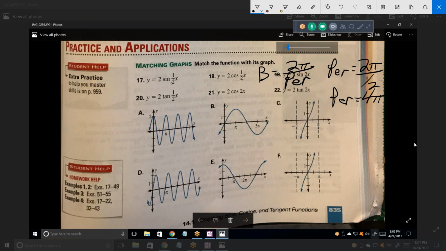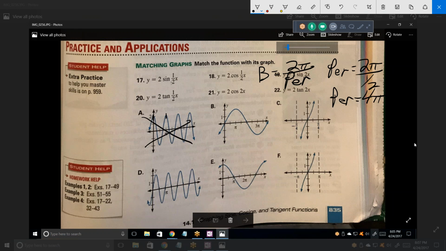Well, what's the period of A? Peak to peak. In other words, what's the difference on the x-axis from that peak to that peak? Because that's one period. What's that right there? That's just pi. So the period is pi. Therefore, that's not our answer for 17.